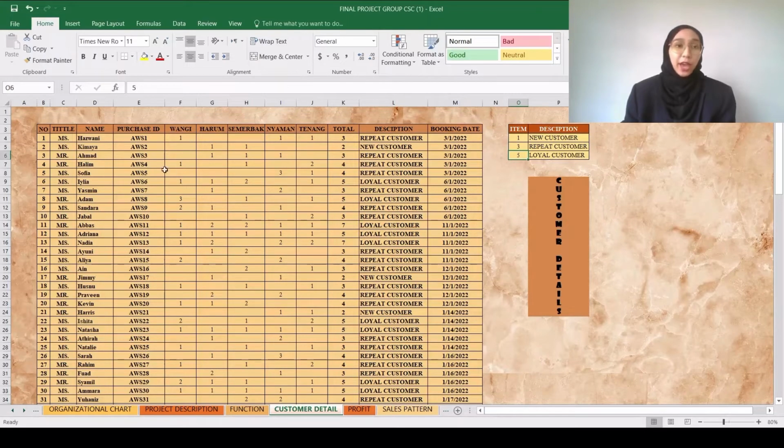So here we have Ahmad. He is a repeat customer because the total amount he bought is 3. So he is known as a repeat customer. 1 to 2 is a new customer, 3 to 4 is a repeat customer, 5 and above known as a loyal customer. So here is the VLOOKUP formula.